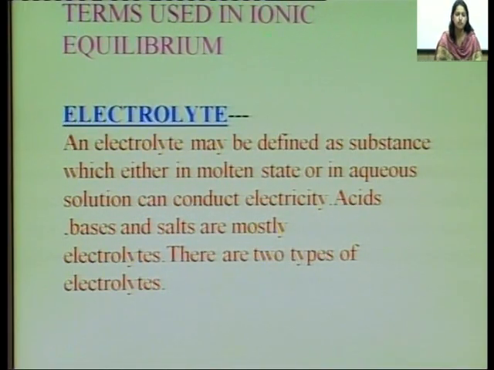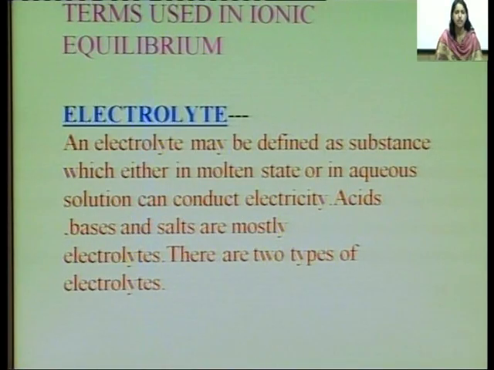What are the terms which are used in ionic equilibrium? Electrolyte. An electrolyte may be defined as a substance which either in molten state or in aqueous solution can conduct electricity. Electro means electricity, lysis means breakdown. Electrolyte, therefore, is defined as that substance which either in molten state or in aqueous solution conducts electricity. So, what are the examples of electrolyte?